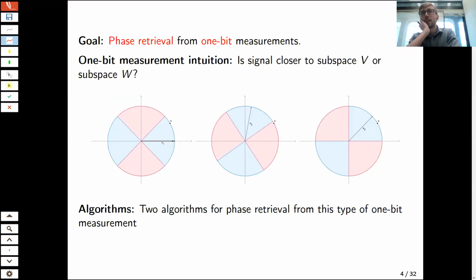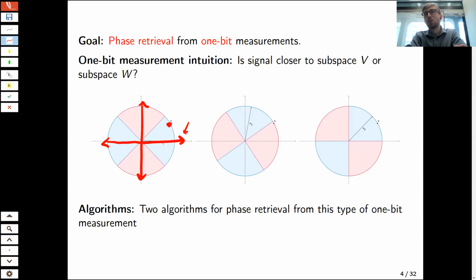The one-bit measurements are going to end up looking like this. We're going to have some signal here, x, and we're going to model our signal as a vector in a finite dimensional Hilbert space. We're going to be getting one bit of information that corresponds to the question: is x closer to a given subspace or to its orthogonal complement? So in this picture, x is closer to this guy.